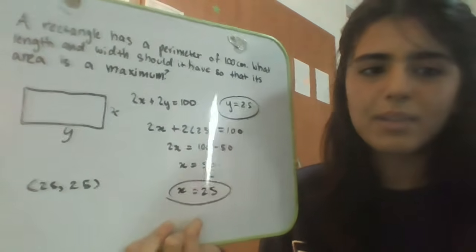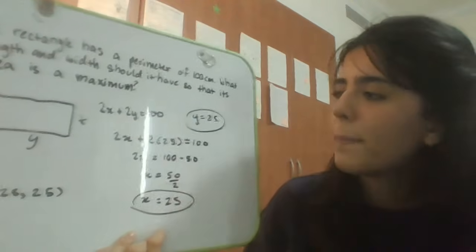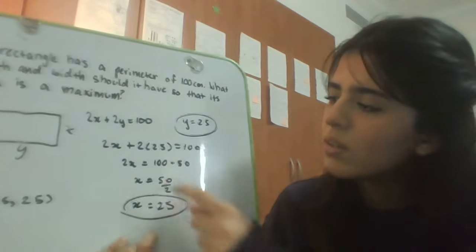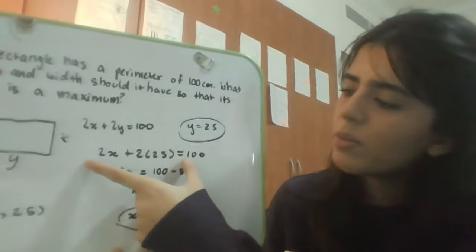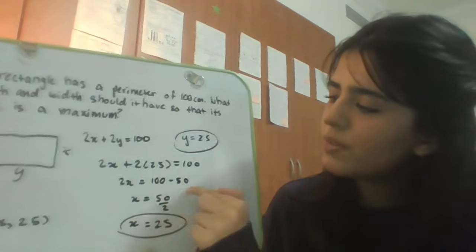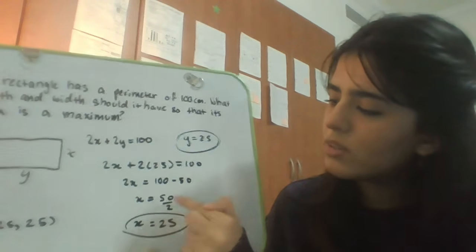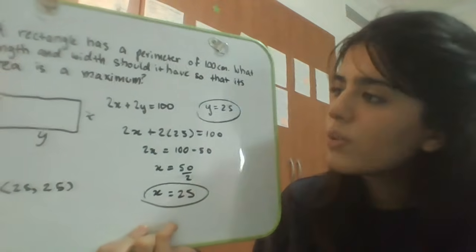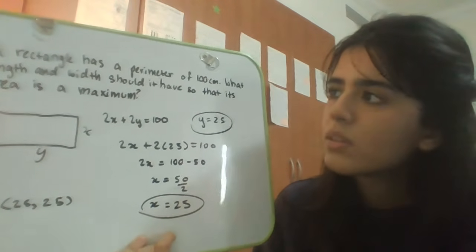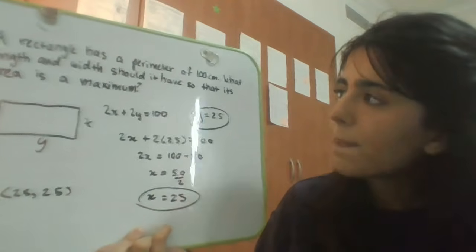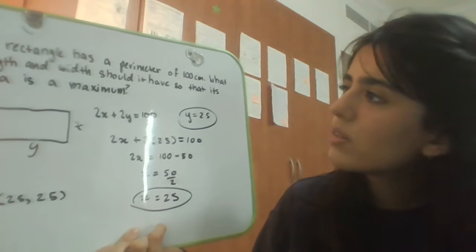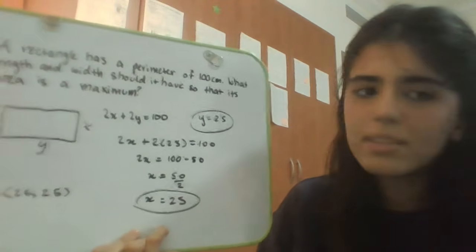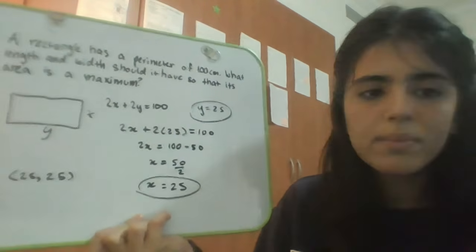Okay, guys, I plugged in the 25. Here, for y, I substituted 2 times 25 is 50. And then now that you have only the variable x, you'll solve for x. So move the 50 to the other side. 100 minus 50 divided by 2 is just 25. So you get your x value, which is your width, as 25. So to rephrase it, you can say, well, the length and width must be 25 and 25 so that the area is a maximum. Okay, now we can move on to another question.